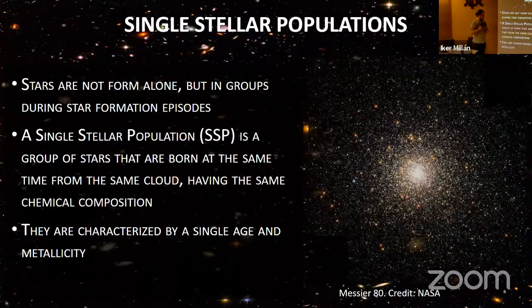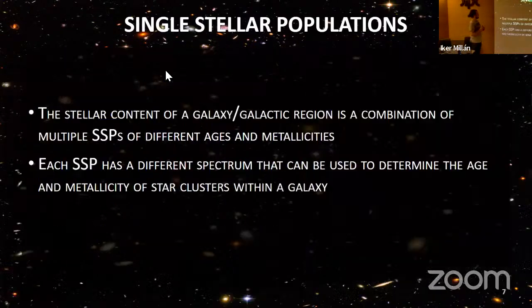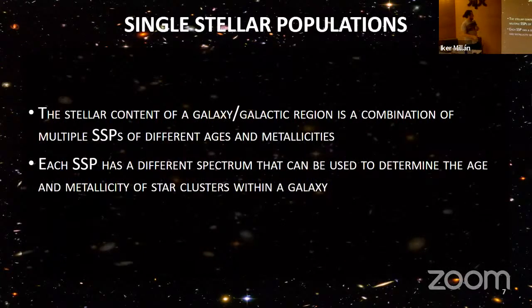So the thing is that instead of having millions or billions of stars to account for, we can characterize that population with one age and one metallicity, having the uncertainties of the initial mass function that we are going to speak about a little bit later. And we also can combine them if the galaxy or the galactic region is a combination of multiple SSPs, which can be thought of as building blocks for the subjacent stellar population that is in the galaxy.